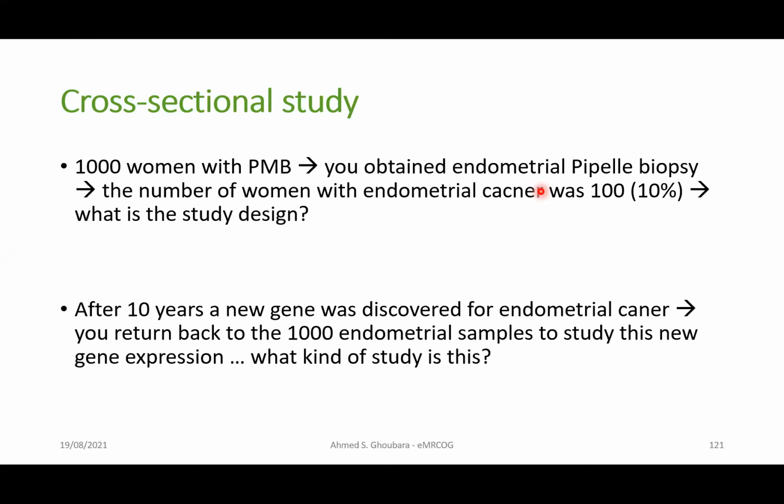Next one. So this is a very important example. Actually, it will clear up many of your confusions. Okay, you got 1,000 ladies with postmenopausal bleeding. You obtained Pipelle biopsy. The number of women with cancer was 100. So the prevalence of cancer is 10%. This is a cross-sectional study. We didn't study the effect of PMB over time, but we studied the prevalence of cancer among women with PMB at the same time.